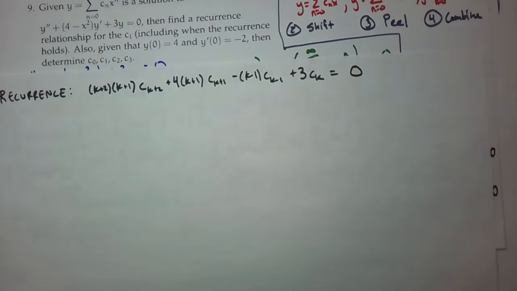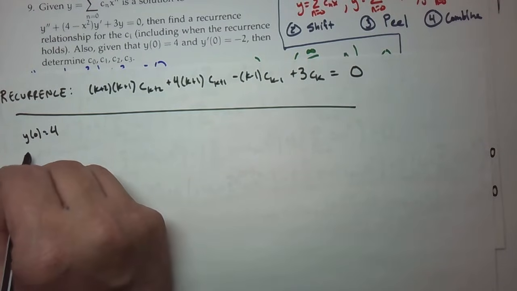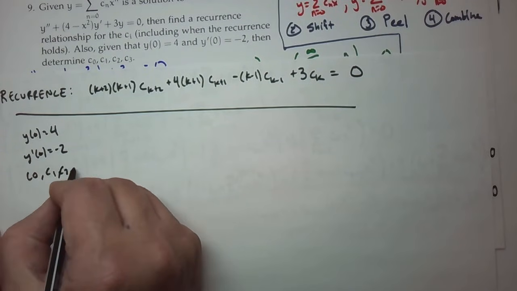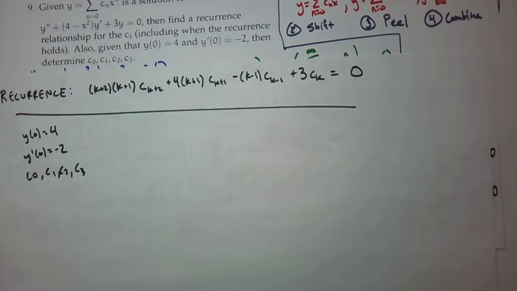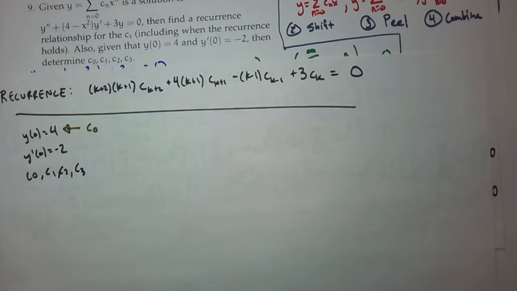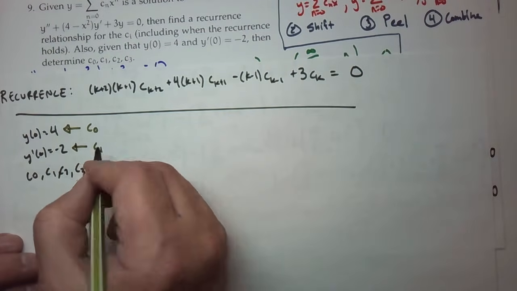We're also given y of 0 equals 4, y prime of 0 equals minus 2, and we want to find C0, C1, C2, C3. Now, some good news is you've got at least one free point coming right now. If you have some initial conditions, you have the starts. So for example, y of 0 is also known as C0. And y prime of 0 is also known as C1.